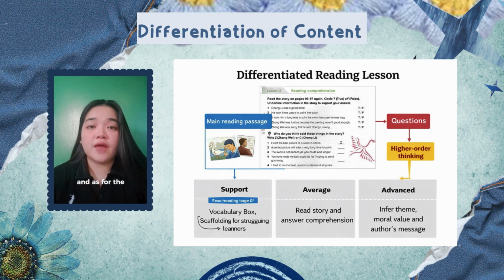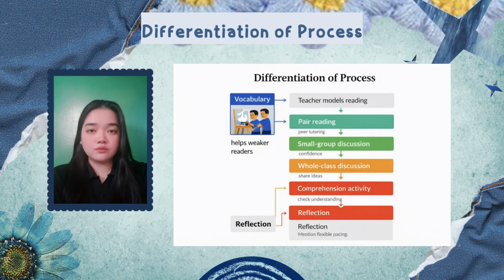And as for the advanced learners, we extend the learning by asking higher-order thinking questions. Instead of only recalling information, they are asked to infer and analyze. For example, they can discuss why Cheng Li delayed painting the swarm, what this reveals about his character, and what lesson the emperor learned from the experience.